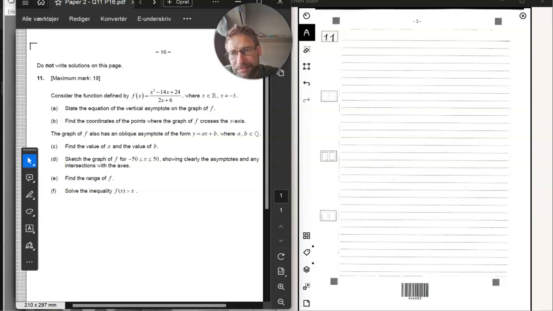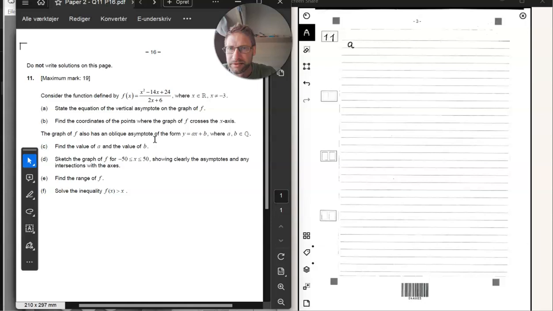And just like in paper 1, a vertical asymptote happens only in values of x where the function is not defined, and there is only one such value, so it's really straightforward. And since it says the word state, it means that we don't even have to argue. I think it's only a 1-mark question, so it's just right or not right. So we are just supposed to say that the equation for the vertical asymptote is exactly x = -3. Done.